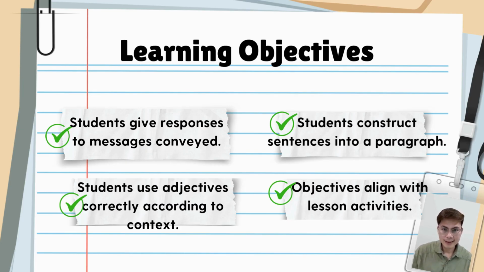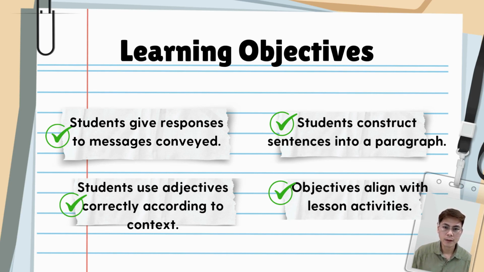Next, let us look at the learning objective. By the end of these lessons, students should be able to give responses to messages conveyed by the teacher. This includes answering questions or responding to instructions correctly. Secondly, students are expected to construct sentences and combine them into a simple paragraph. For example, a student may describe a verb using several sample sentences and connect them into a short paragraph.